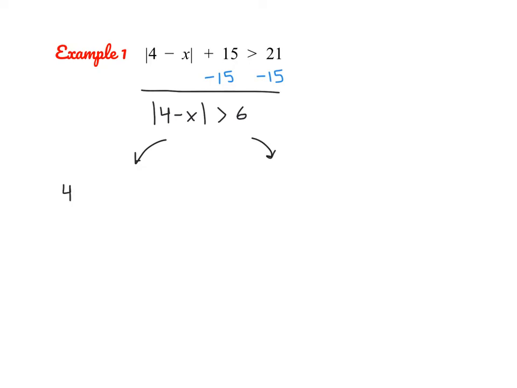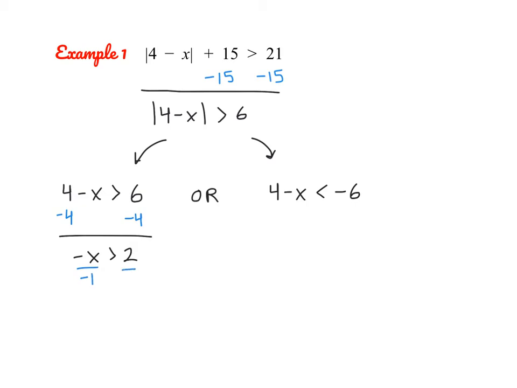So one becomes 4 minus x is greater than 6, exactly the same without your absolute value. And then we say or 4 minus x, and then we're going to flip the inequality sign and make the 6 negative. And now we're going to finish solving for x. So here we can subtract 4 from each side. Negative x is greater than 2. And then we're going to divide both sides by -1.